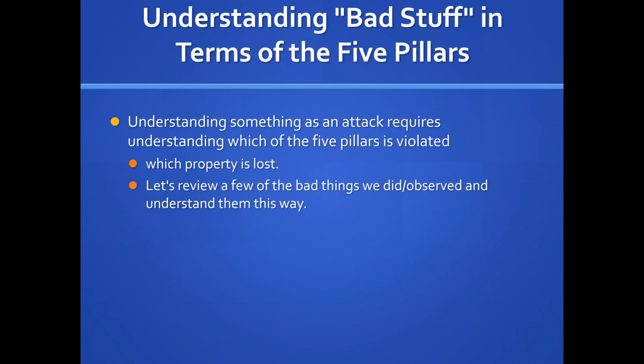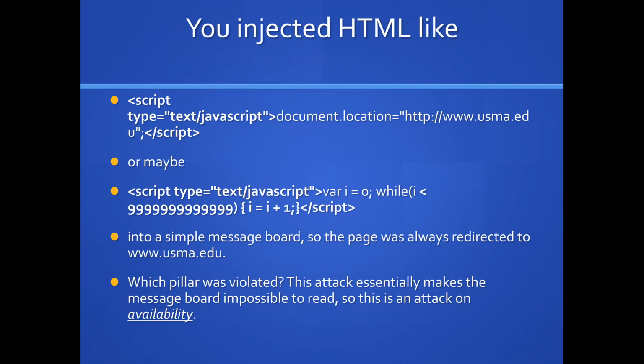So understanding that stuff, in terms of the 5 pillars, that's really the goal. Whenever you think of security, you want to think in terms of the 5 pillars. Understanding something as an attack requires understanding which of the 5 pillars has been violated, or another way of saying it, which property is lost. So the best way to understand this is to look at some examples. So let's review a few of the bad things that can happen and understand them with examples. So here's an example. All right.